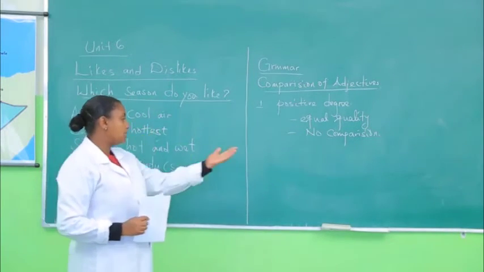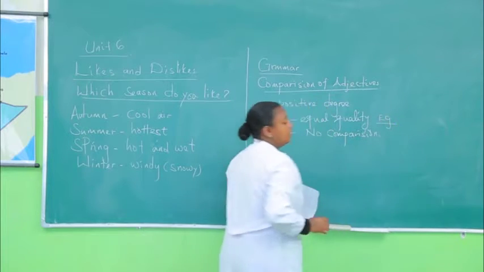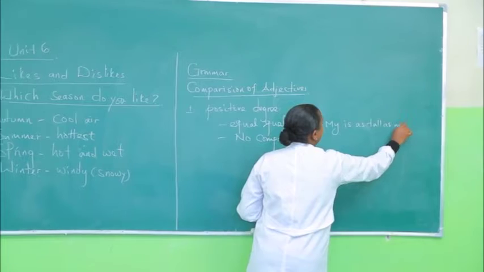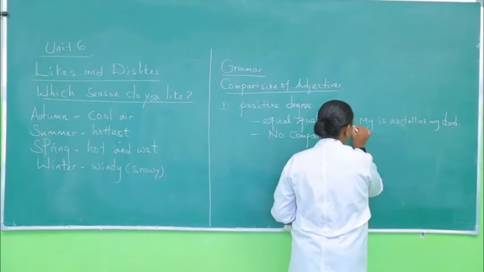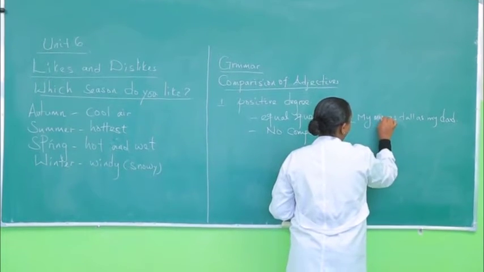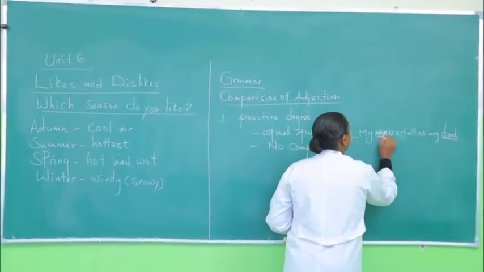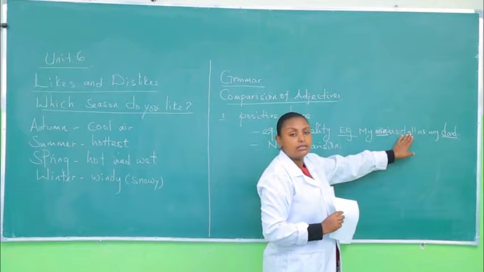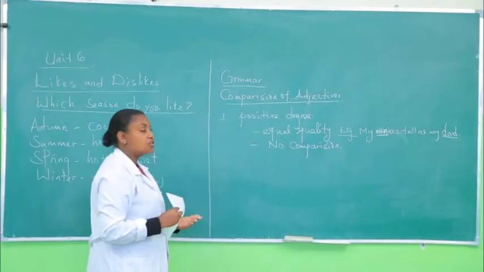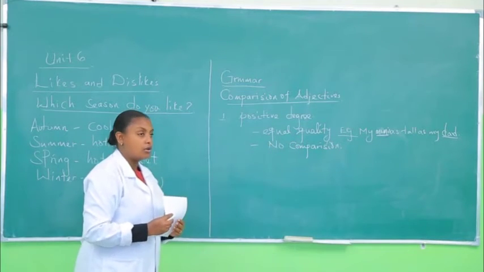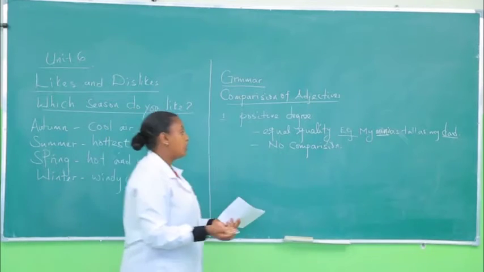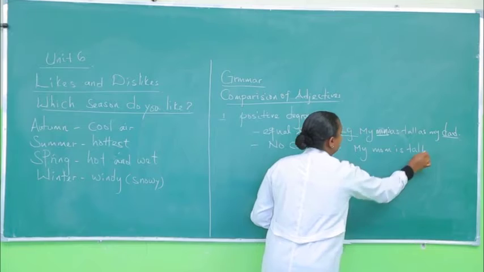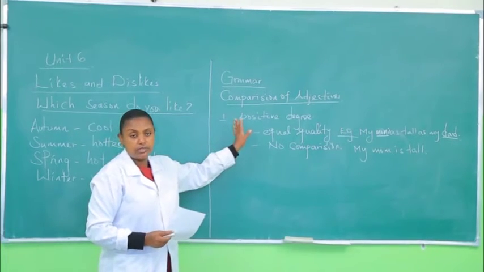When you are comparing two equal things, let me give you an example. My mom is as tall as my dad. Your mom and your dad are the subjects here. You compared your mother with your father, but with the same quality. They are equally tall. So when you are comparing two equal things, you can use the positive degree. The second case is when there is no comparison, like, for example, my mom is tall. Now your mother is not compared with anyone else, so you use the positive degree. This is the first degree.